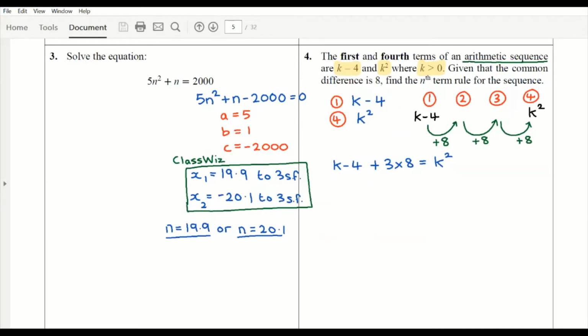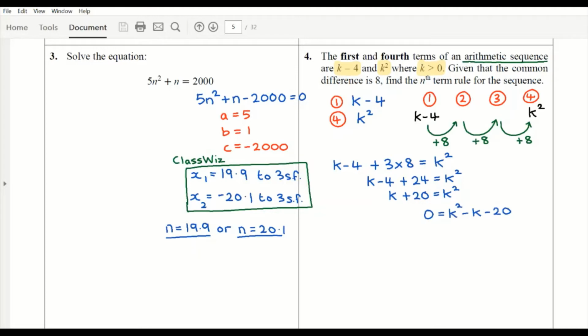Right, now we have another quadratic to solve. So in other words, k subtract 4, and then 3 multiplied by 8 is 24, of course, equals k squared. Collect your like terms. So k add 20 is equal to k squared. Let's keep a positive k squared, and let's put everything else on the other side. So I'm going to subtract k and 20 from both sides. So it's going to be k squared, subtract k, subtract 20.